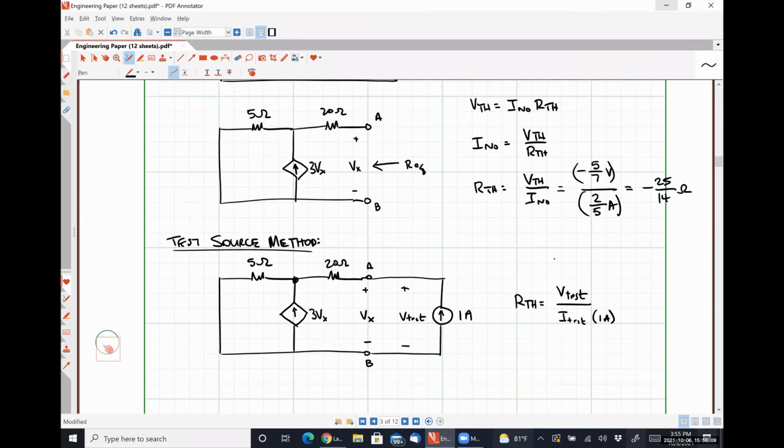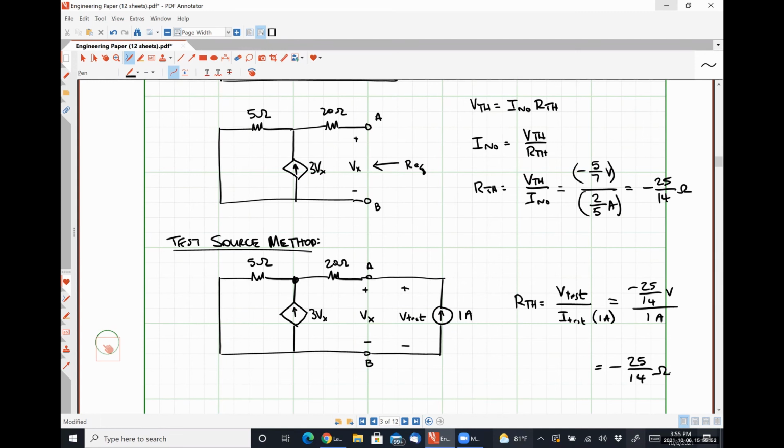If I scroll up here, I have negative 25 over 14 volts divided by 1 amp gives me negative 25 over 14 ohms. I get the exact same result, but I didn't need to know V Thevenin and I Norton in this case. Okay, so the test source method really gives us a built-in way to make sure we're calculating the Thevenin voltage and Norton current correctly, because if not, the ratios won't match up.